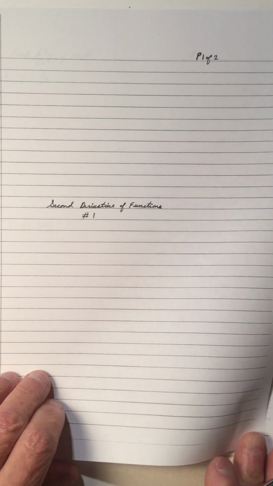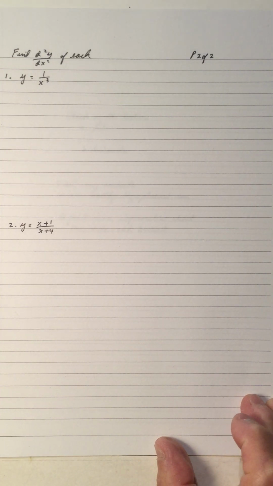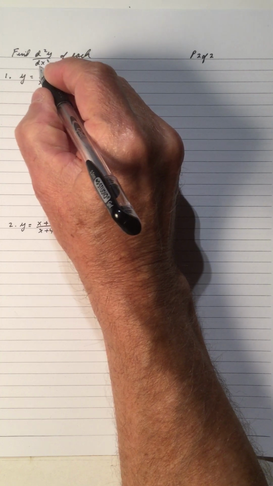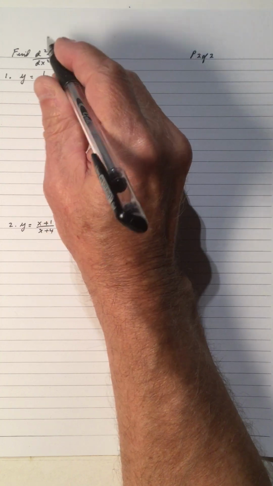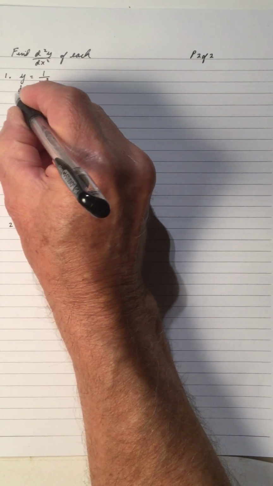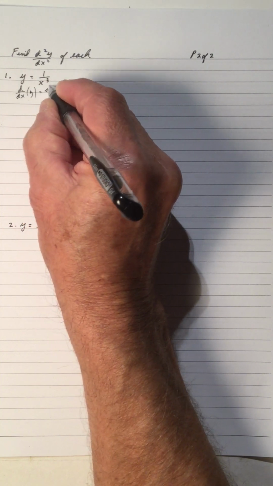This is the example, or just video number 1 in that second derivative. Find d squared y over dx squared. So let's find the second derivative. So d dx on each side.